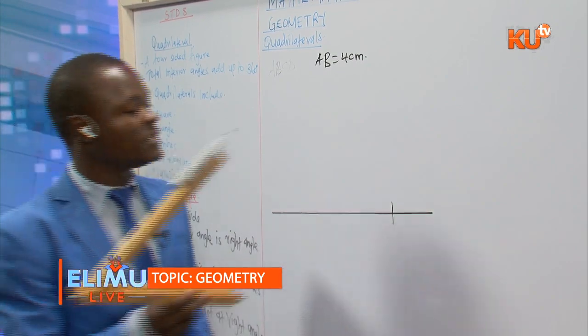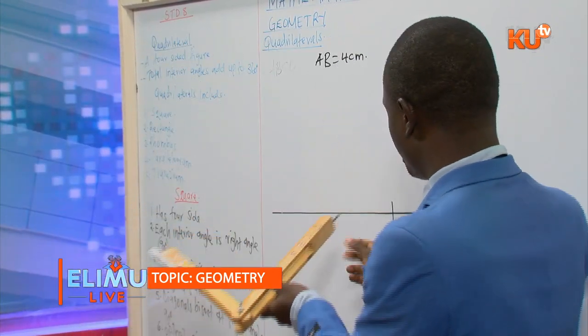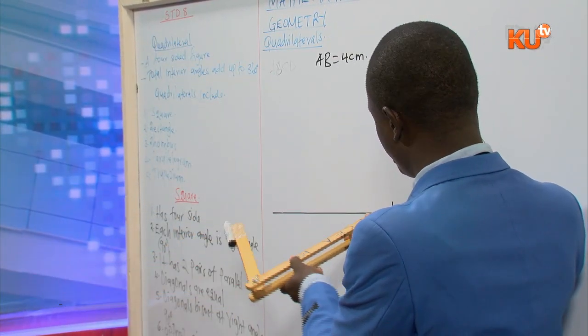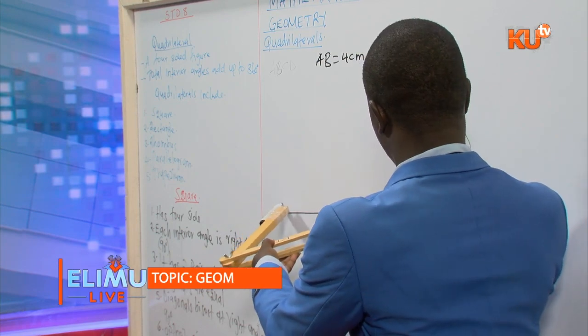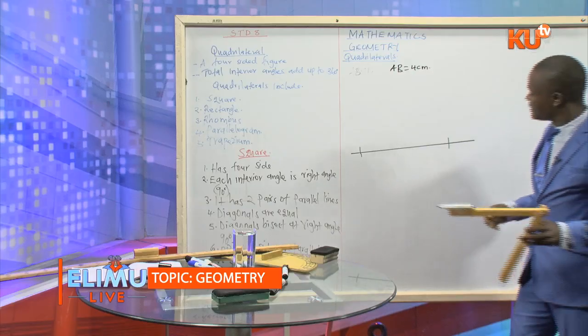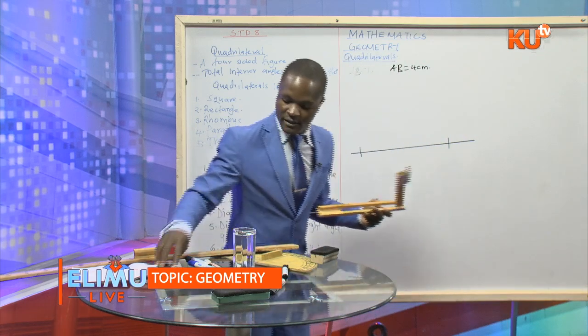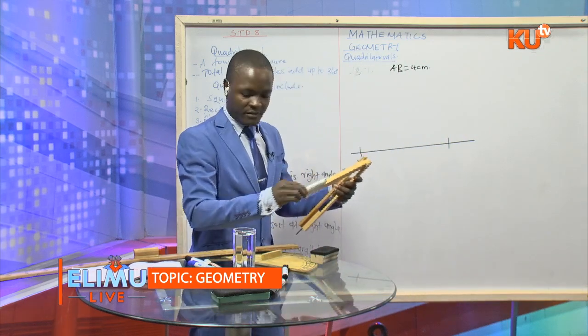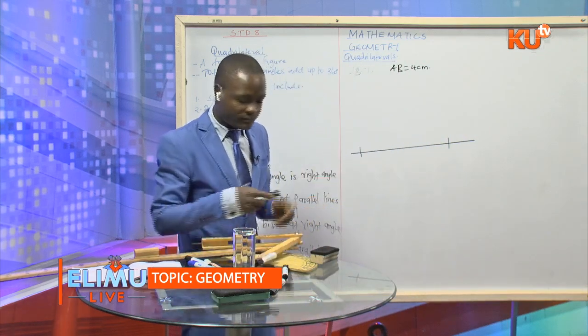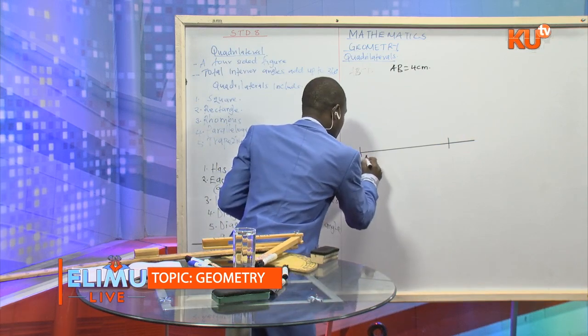Once, don't keep on repeating. Come back here, draw the other arc like that. And then name that square as AB.